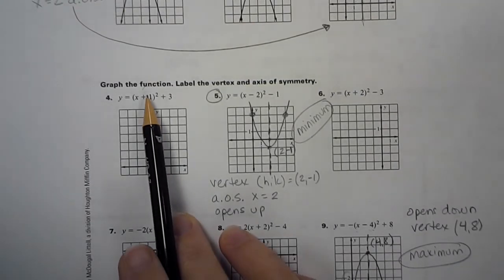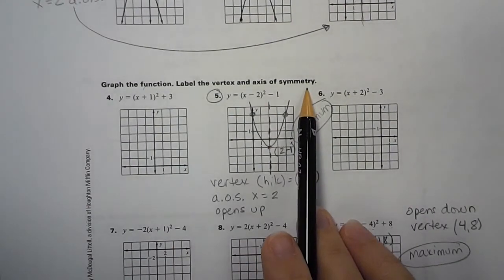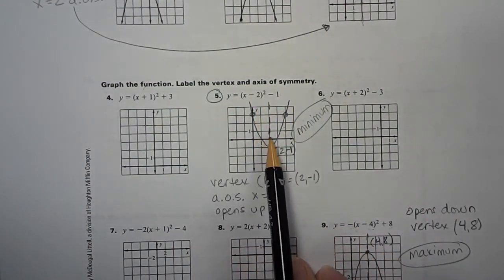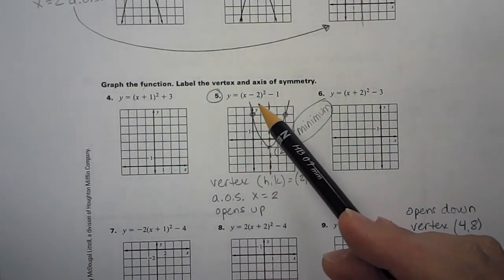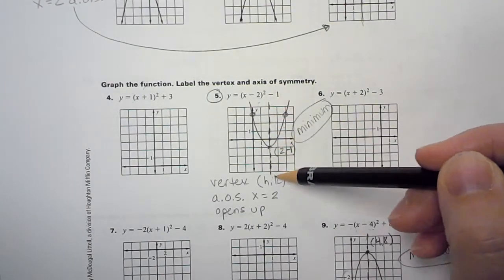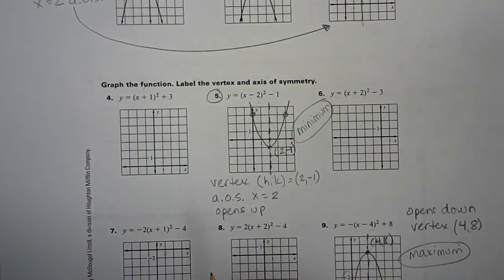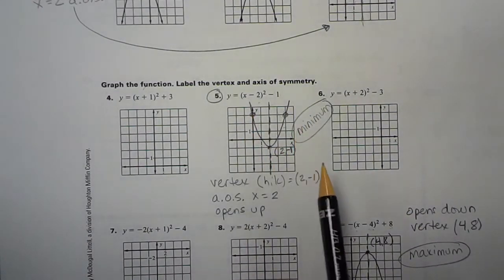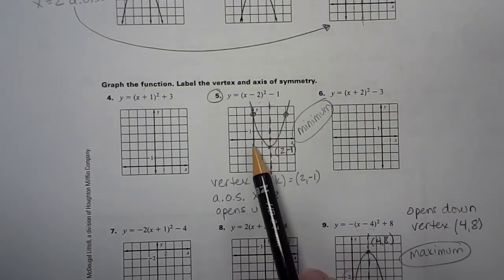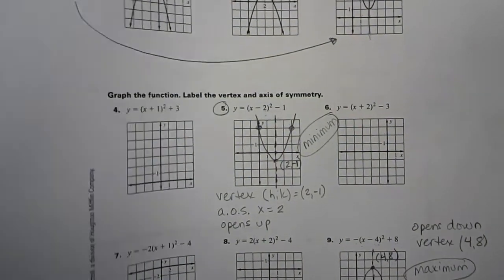So here they want you to graph the function and label the vertex and axis of symmetry. Well, the vertex very clearly is (2, negative 1), so you can go over 2 and go down 1. Your axis of symmetry is x is equal to 2, so you can plot that. We know that it's going to be mirrored on either side of that, so we can plot 1 point and then determine the other. Negative 1 is the minimum because this parabola opens up, and we always use the y value for our minimum.